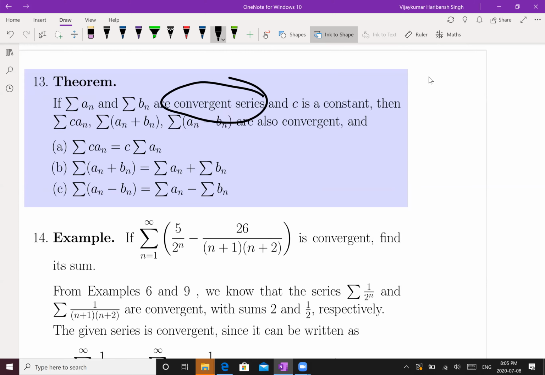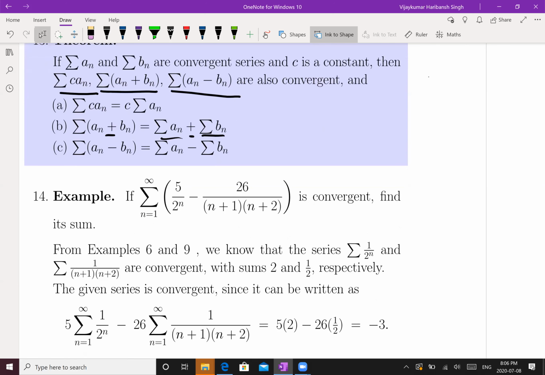So you have two series, summation a_n and summation b_n, and they both are convergent. Let c be a constant. Then summation c a_n, summation a_n plus b_n, and summation a_n minus b_n are also convergent. And not only that, what is the limit of these series? So let's see that. For summation c times a_n, the constant can come out, so you get c times summation a_n. Summation a_n plus b_n is the same as summation a_n plus summation b_n. If you replace this by a minus sign, then this will be replaced by a minus sign. Okay. So let's do the following problem now.